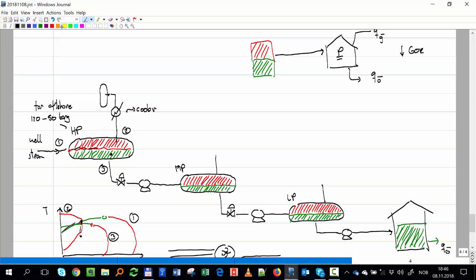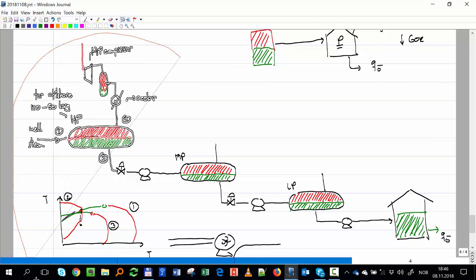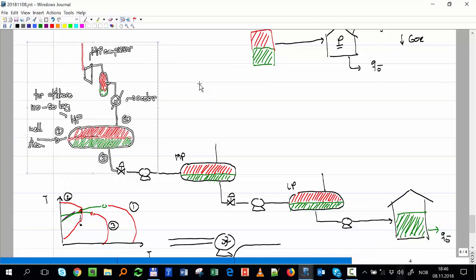Then I use a scrubber where the liquid will be accumulated at the bottom and the gas at the top. And then after that, I can ensure that it's dry enough so I can send it to a compressor. Okay, and this will be the high pressure compressor. Okay, and where do we send this gas? I think that goes to the dehydration.